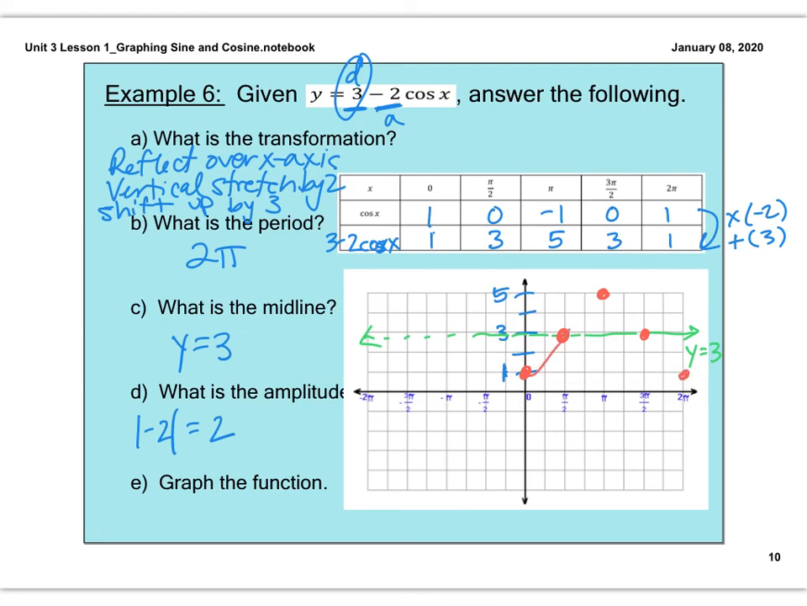So if I connect those, and you connect them with a curved line, not straight segments, you can see that is one cycle, or a period of 0 to 2 pi, so 2 pi. Go ahead and fill in the other side of the graph, and you'll see 2 cycles, or you'll see the graph over a period of 4 pi. Cool. Let's go to the next.